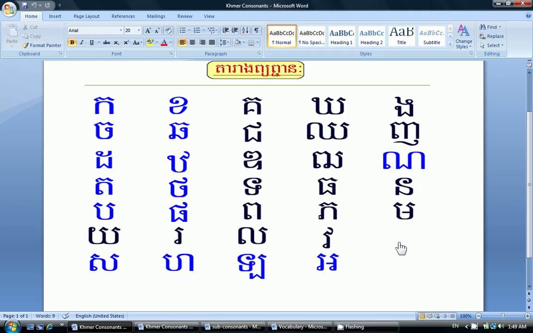So now we have learned the Khmer consonants. The Khmer consonants and the vowels are the foundation of the Khmer language. So please create your own method to remember them.